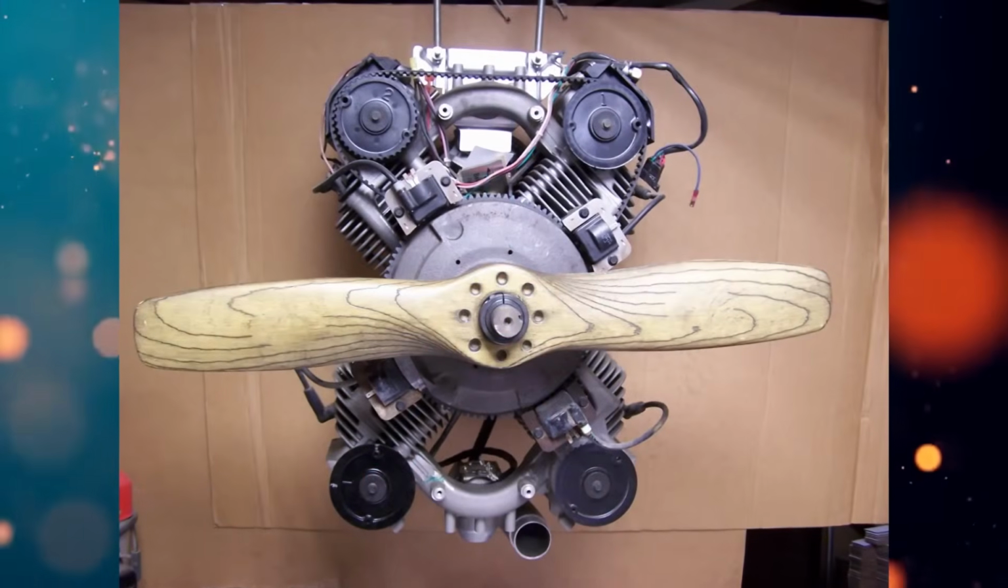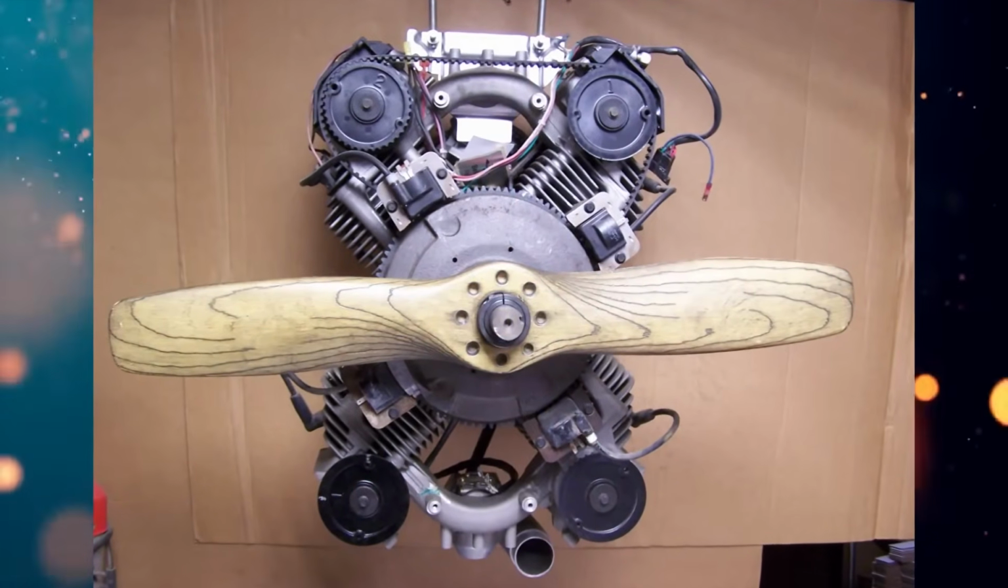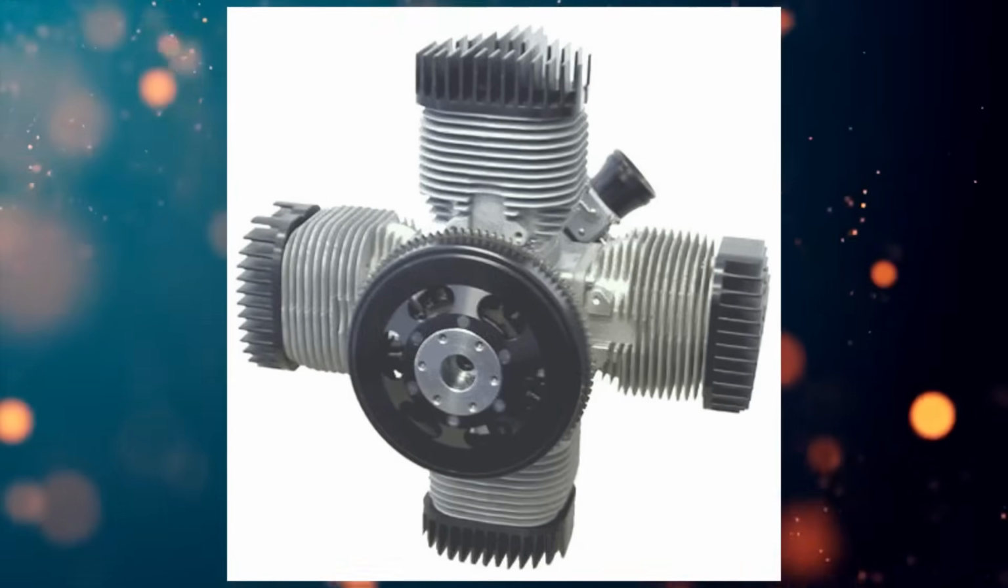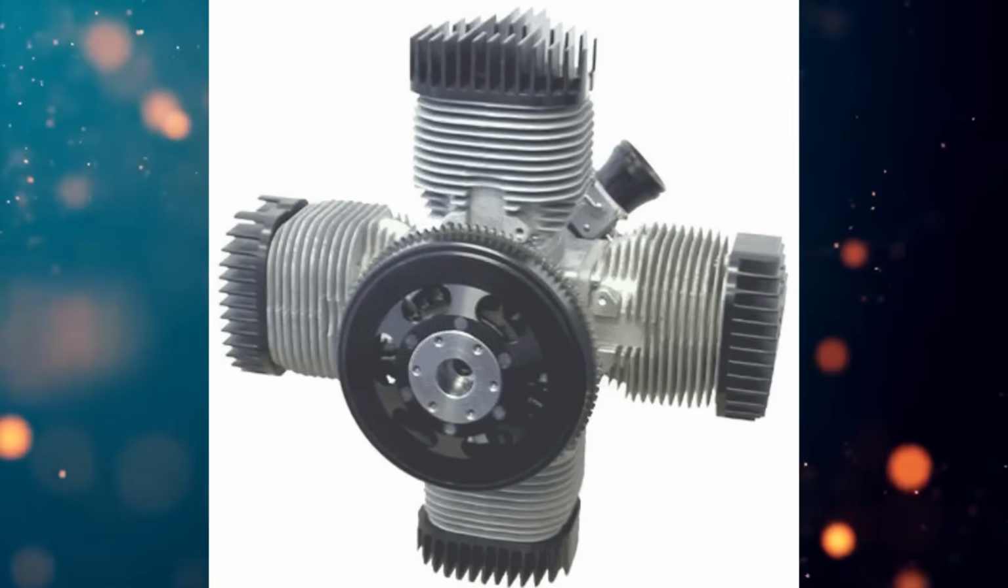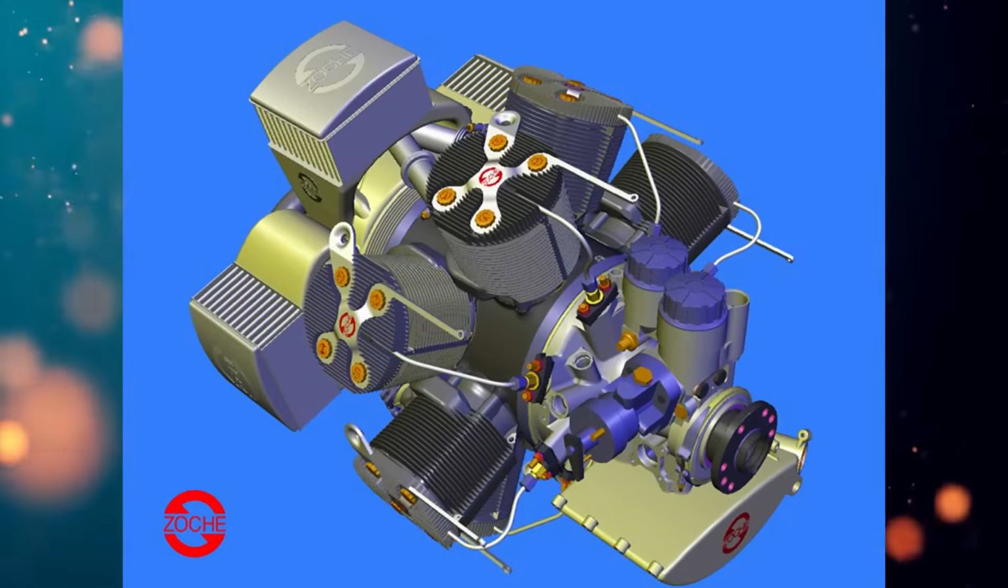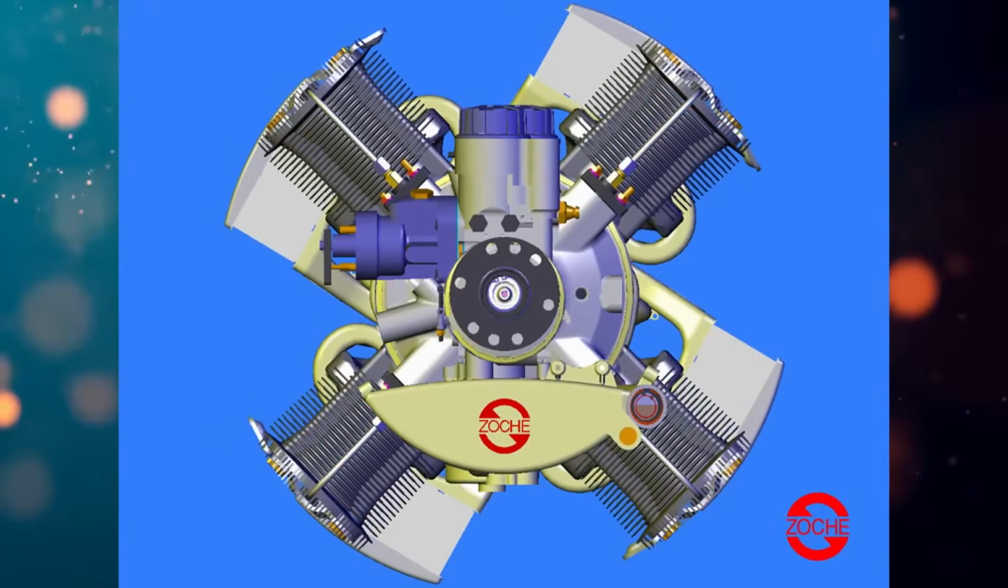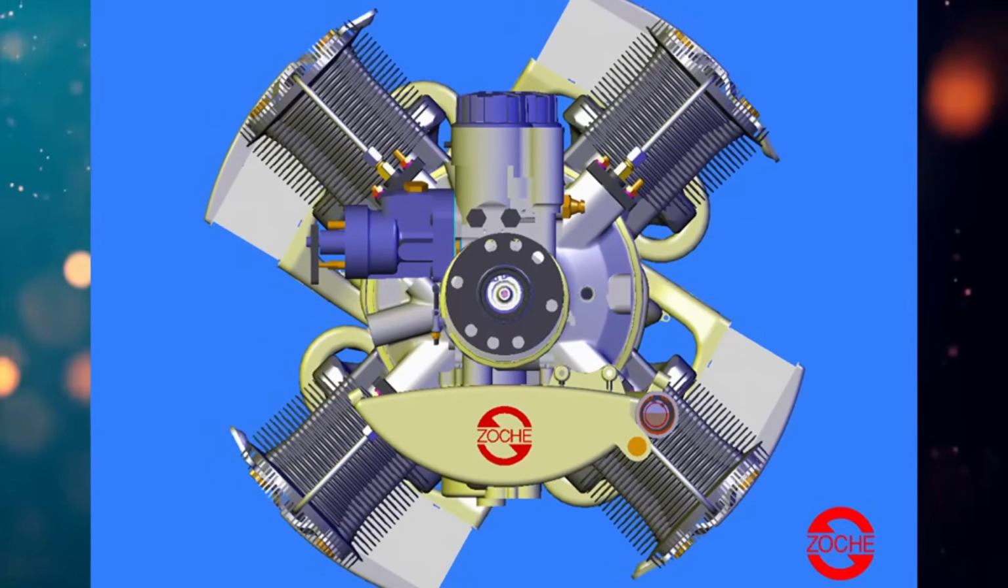If an even number of cylinders were used, an even ignition cycle would be impossible. However, there are designs with an even number of cylinders in a section. For example, the modern ZOKHI aircraft engine has 4 cylinders in one section, but it's a 2-stroke diesel.